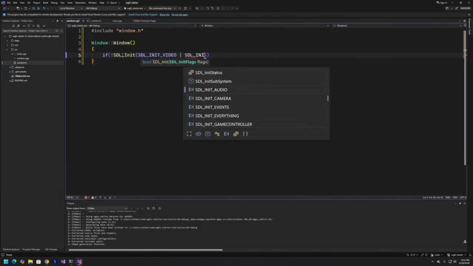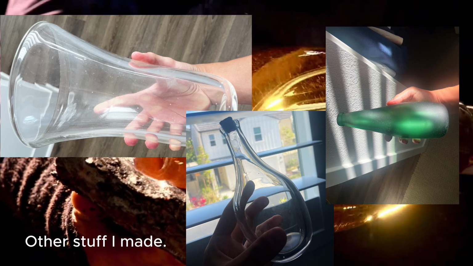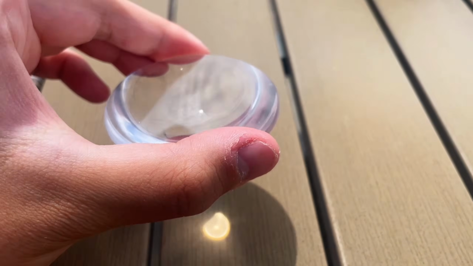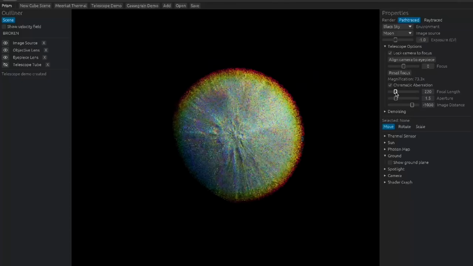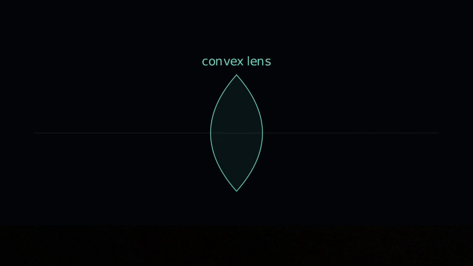So before I could even get to the moon, I needed to figure out if my engine could simulate a telescope at all. I figured I should start with the simplest possible thing, a single lens. I want to show you a lens I made back when I was a glassblower, and I want you to notice how it seems to focus the light to a point, and how the image is flipped through it. This is the first thing I wanted to reproduce in the engine. If a single lens didn't work, then a telescope definitely wouldn't work. Let's start by considering how a lens works.